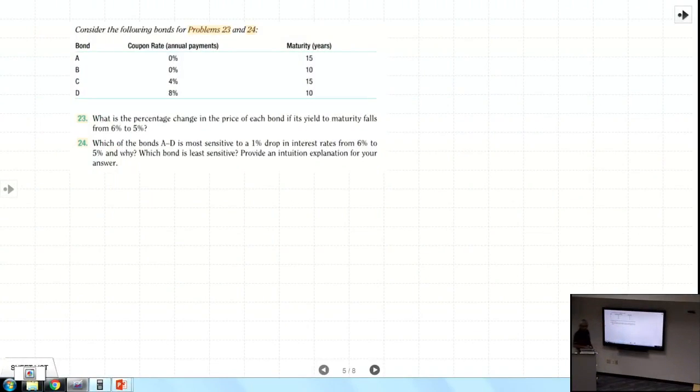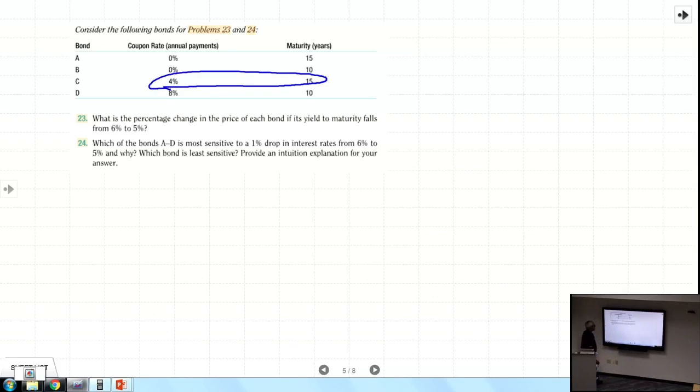Okay, let's get to the next problem. Over here, the question is what happens when yield to maturity changes? So we are looking at a problem for which we have different coupon rates and different maturities. So let's take this one first.